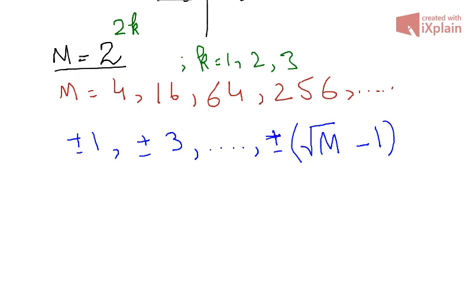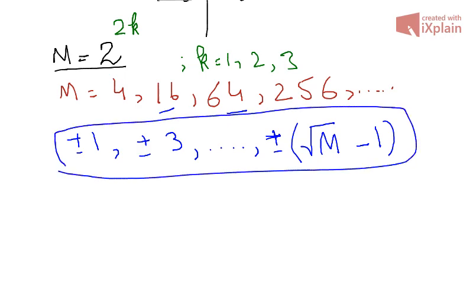You can just verify it. Take any value of m, for example this one or this one, and you can find out the amplitude values given by these specific values. So this is the special case when m takes these values and the amplitudes are given by plus minus 1, plus minus 3. Usually in simulation we use these particular values.